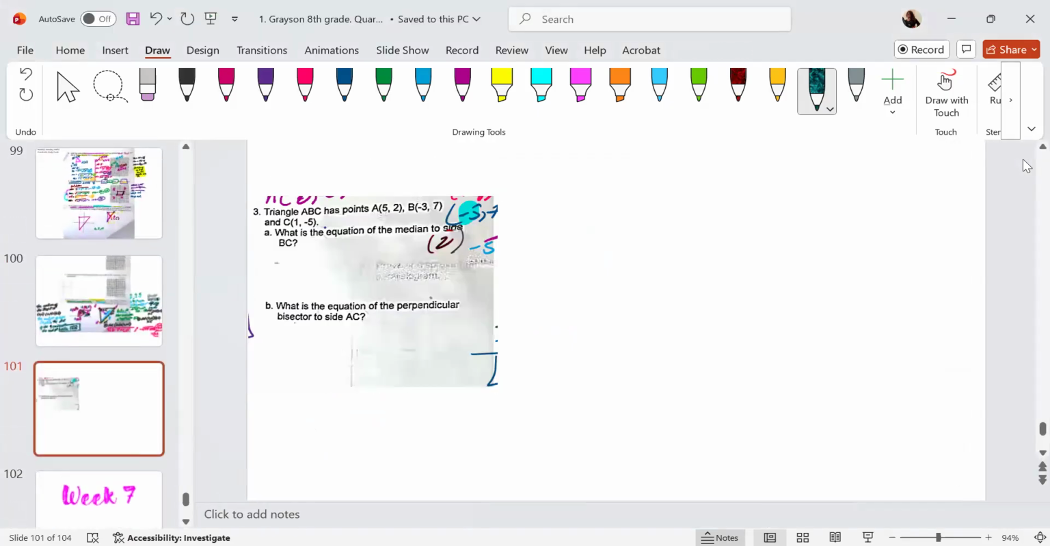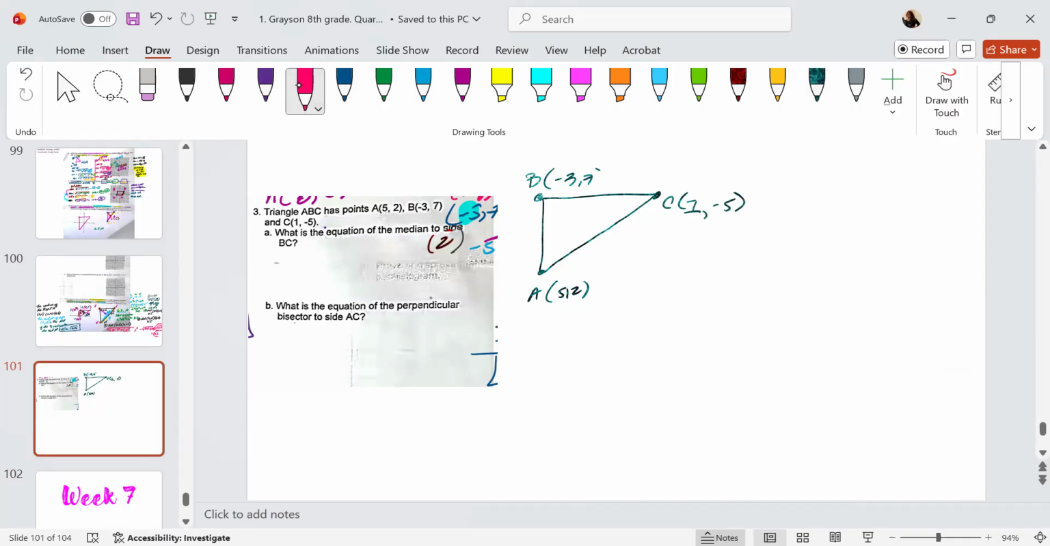All right, question number 3. It says triangle ABC has those points, correct? Yeah. I don't think I need to draw on a grid because it's not asking me to, so I can just draw a triangle as is, right? Yeah. So here is A, 5, 2, B, -3, 7, and C, 1, -5, correct?